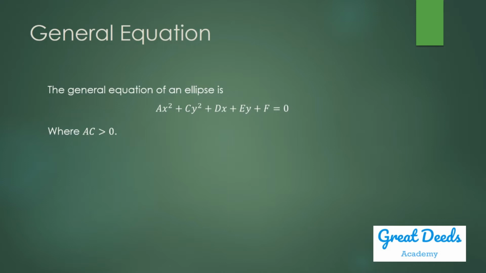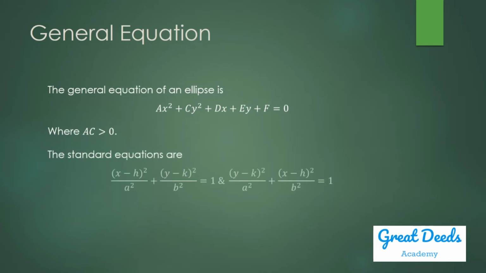Now, if your equation is given in general form, it's not too helpful when we have to identify the center, or visualize the orientation of the principal axis, which is why the usual thing to do here is to write this in standard form. And we have two standard equations for an ellipse: one where the principal axis is horizontal, and one where the principal axis is vertical. So these are the two standard equations of an ellipse.